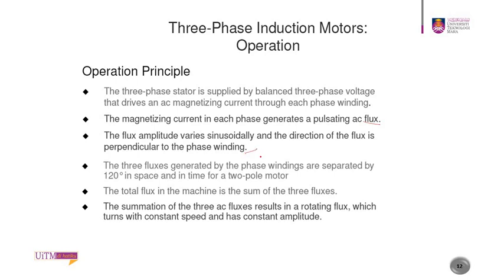So the 3-phase flux generated by the phase windings are separated by 120 degrees in space and in time for a 2-pole motor. So maybe if you have a higher pole motor, the separation is lower. Okay, the degree of separation will be lower. So the total flux in the machine is the sum of the 3 fluxes, and the summation of the 3 AC fluxes results in a rotating flux, which turns with constant speed and has a constant amplitude.